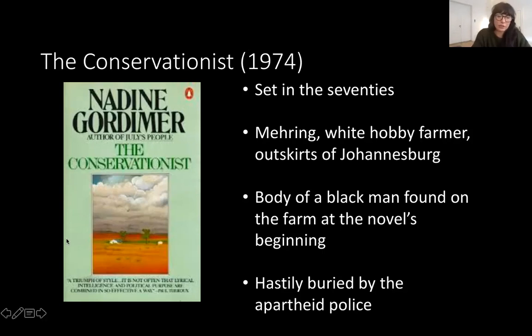It tells the story of Mehring, who is a very wealthy white hobby farmer who has bought a farm essentially for fun, for a series of reasons, tax relief, but also as a place to bring his mistress. He's bought a farm on the outskirts of Johannesburg. Close to the beginning of the novel, the body of a black man is found in one of the pastures, the third pasture on Mehring's farm.